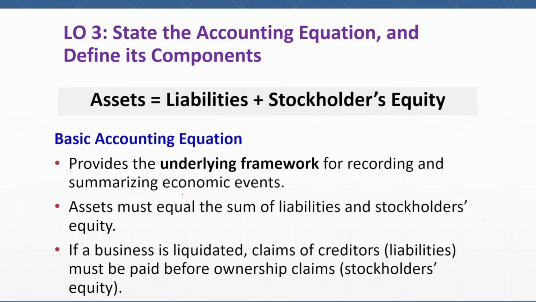In learning objective 3, we learn what the accounting equation is. The accounting equation is a simple formula, as you can see here. It reads: total assets in a company equal total liabilities plus stockholders' equity. So what are these items? What are assets? What are liabilities? That's what we are about to learn.